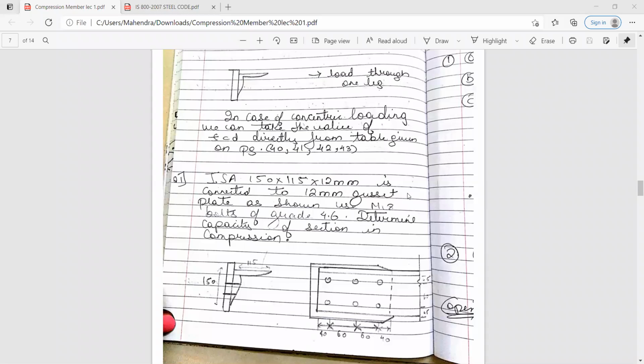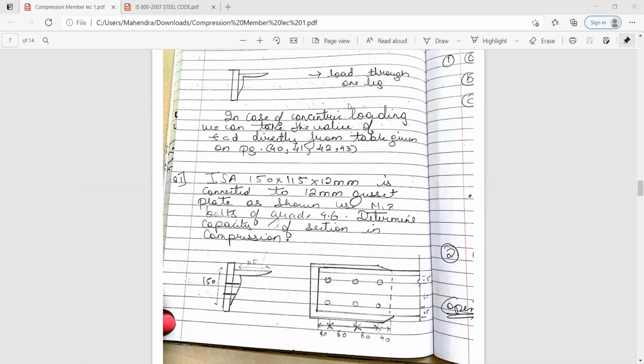We had started with the compression member in the last lecture, and I think we had completed all the basic things, as well as I had shown you where the formula is situated in the IS codes. Now we'll start with the sum. Here there is one sum based upon the compression member.